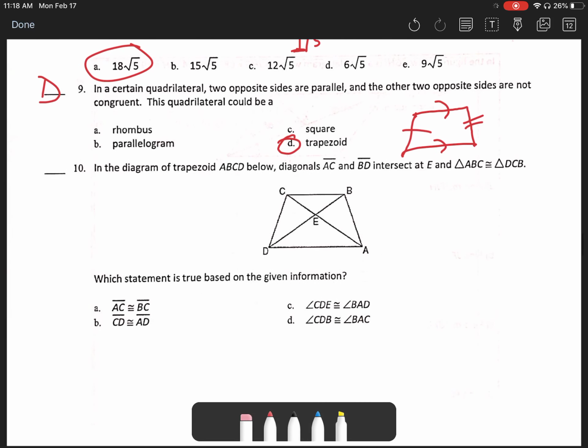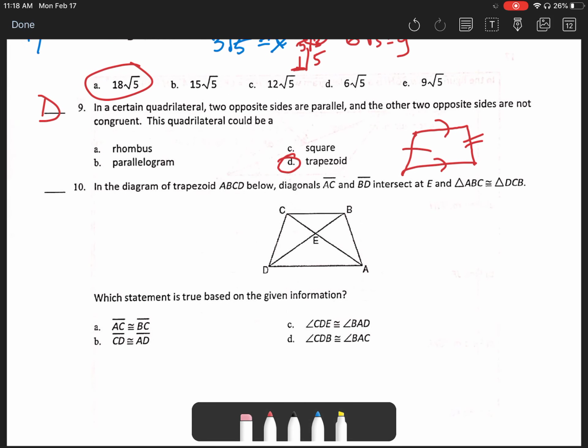For the next one, okay, AC and BD intersect each other. Triangle ABC is congruent to DCB. If that's true, by CPCTC, I know those 2 sides are congruent. I know these angles are congruent. This angle is congruent to this angle because those triangles are congruent. So which statement is true? AC is congruent to BC. That's not necessarily true.